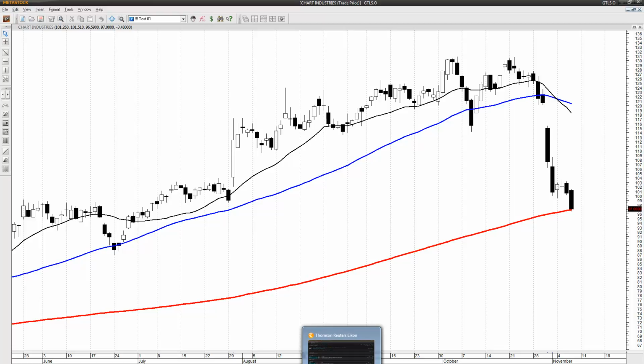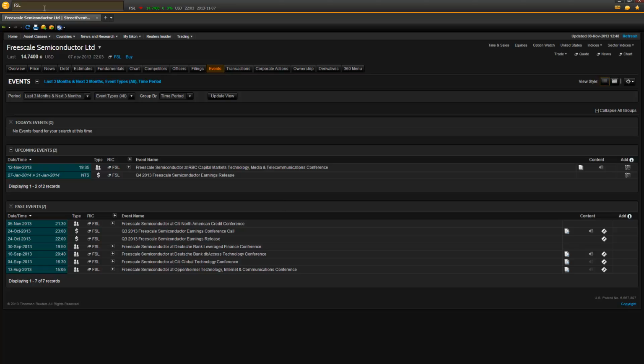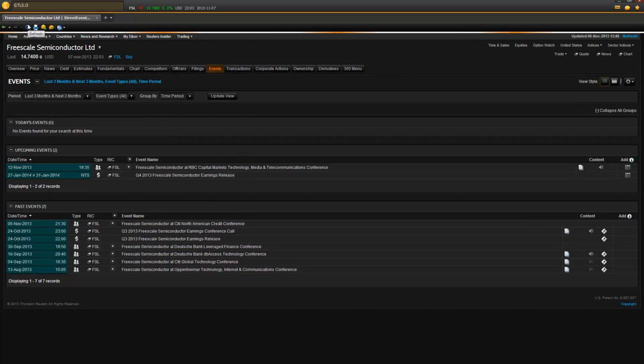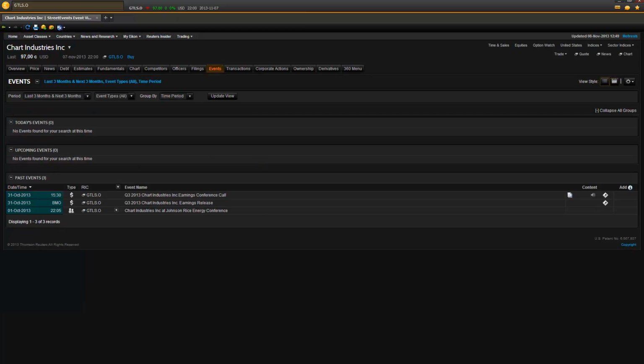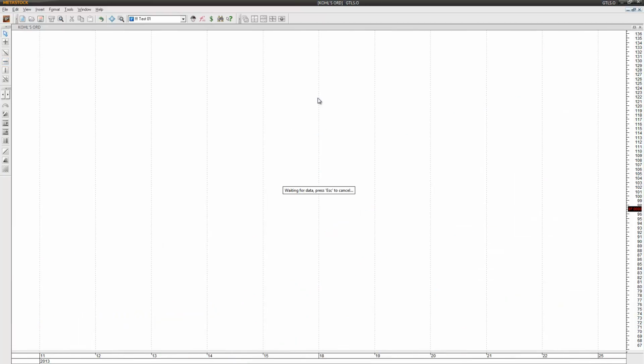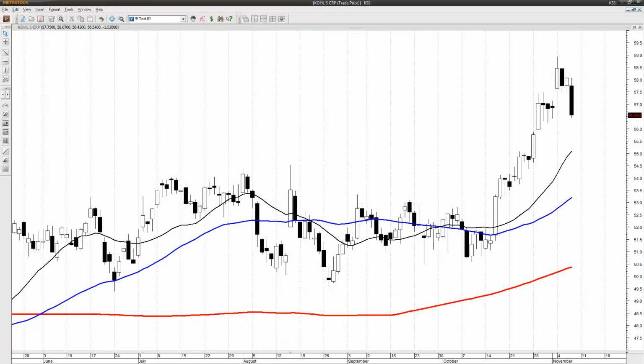Also, of course, checking if GTLS has any earnings tomorrow or in the near future. No. This is actually the level, and it's still on the level, so that's why I'm taking this chart also.